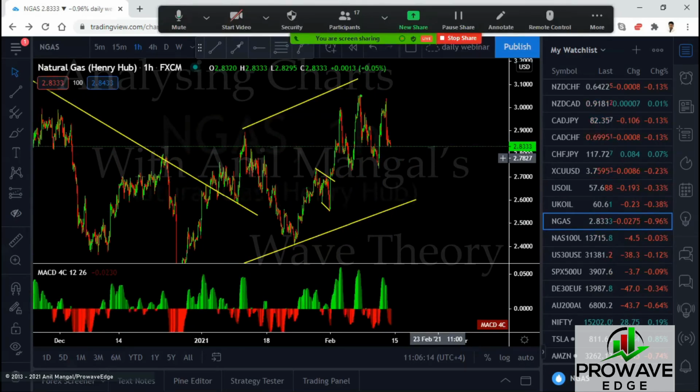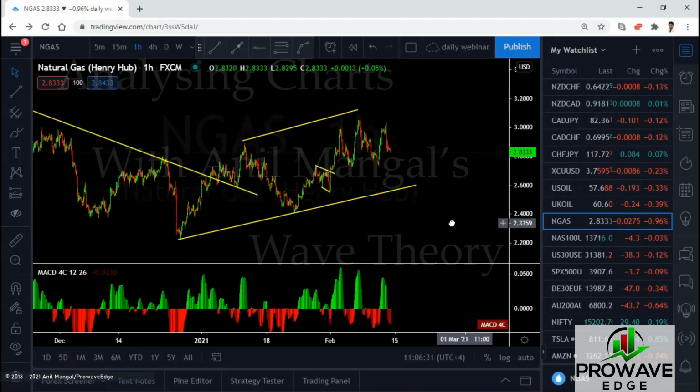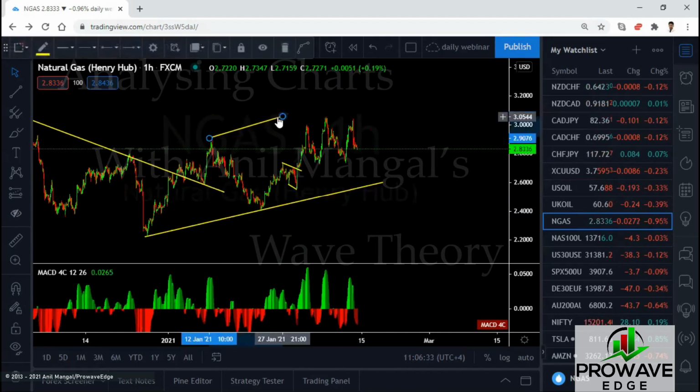I don't think it's the end of the structure. This one did not break the top. So I don't think that's the end of the structure. They might come a little more like here and then we'll look for buy setups. We'll wait for the setup to buy. Can you sell it? No, you shouldn't sell it. Because it doesn't have to go very much lower before it goes back up. You should wait for the buy setup.